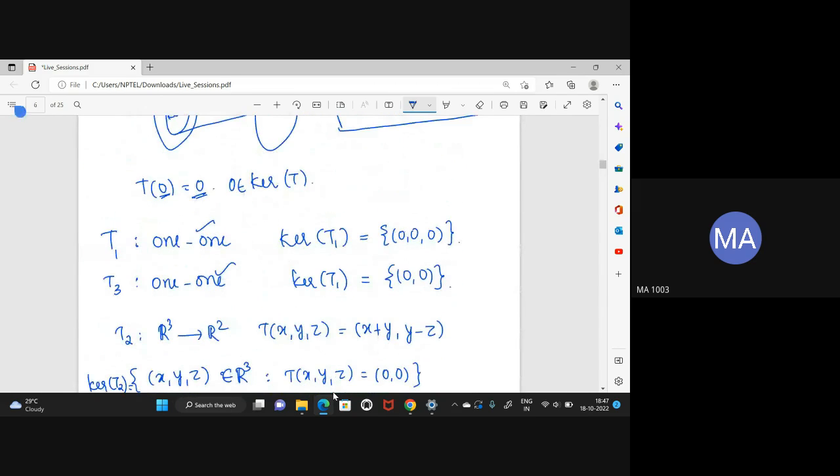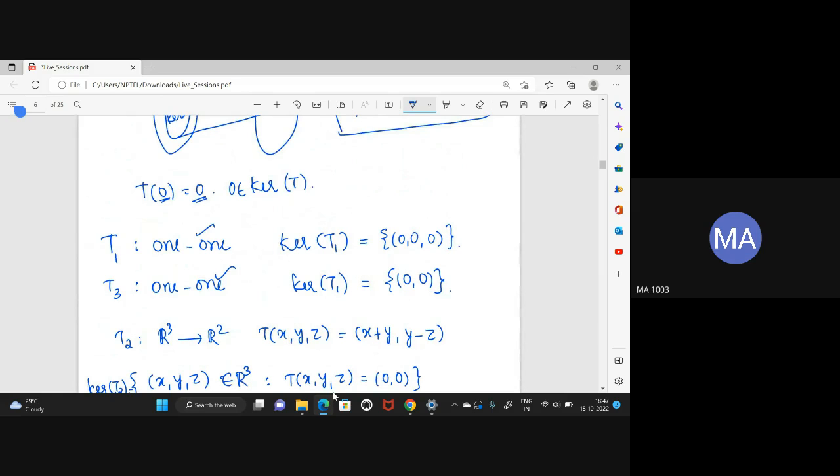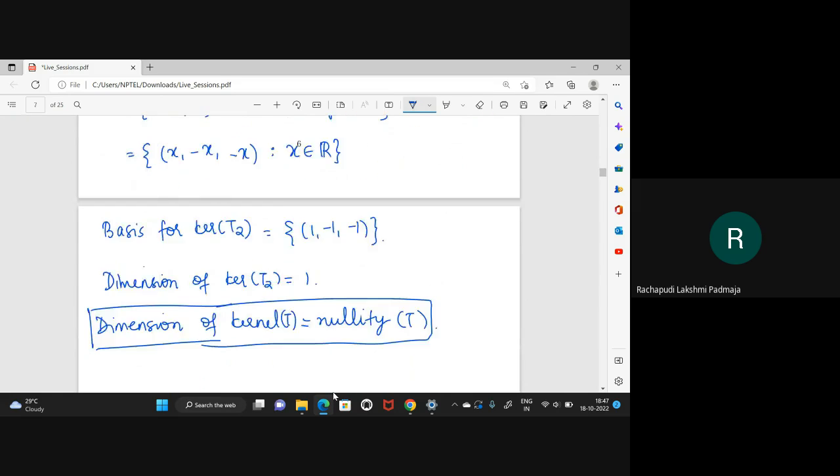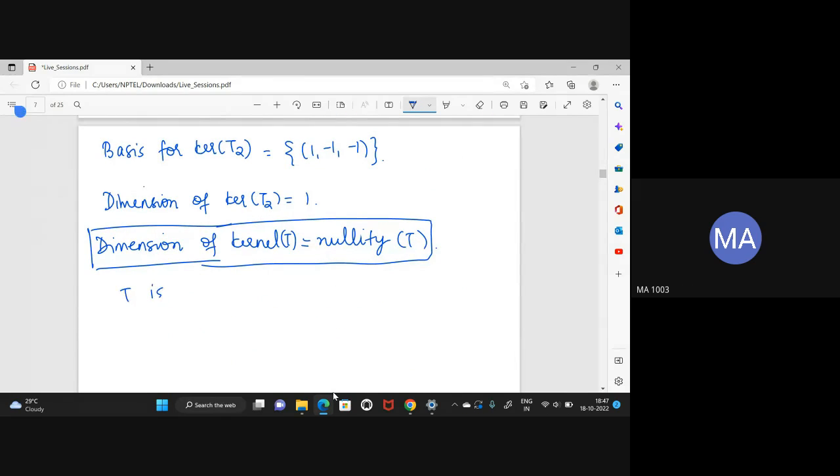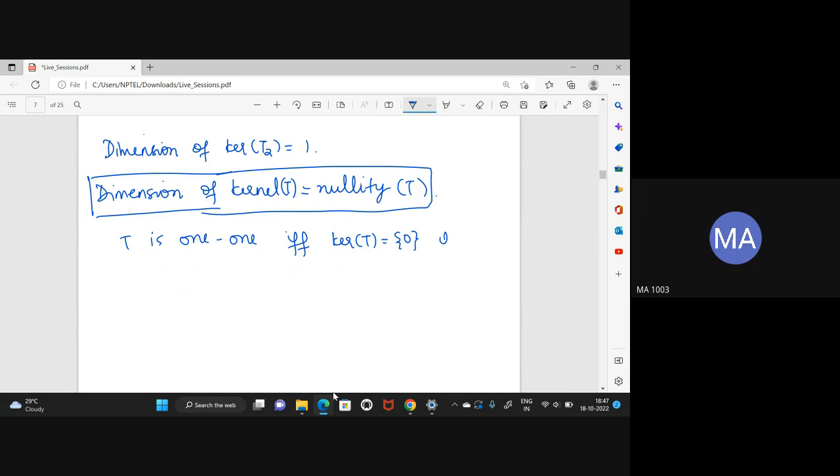What is the nullity of T1 and T3? That is 0, no? Yes. So T is 1-to-1 if and only if the kernel of T is 0, right? This is equivalent to nullity being 0, right? T is 1-to-1 if and only if the nullity of T is equal to 0. Is this clear?